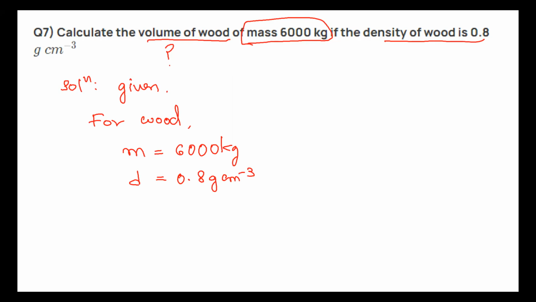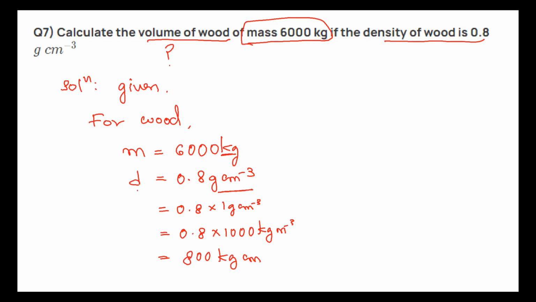Now see, there is a small problem. Mass is in kg, that is SI unit, but density is in gram per centimeter cube, that is CGS unit. So what we will do is convert density into SI unit. 0.8 into 1 gram per centimeter cube, and if I want to convert this, it will become 0.8 into 1000 kg per meter cube. Multiply this and we get 800 kg per meter cube. So mass is given, density is given. Now we just have to calculate the volume.